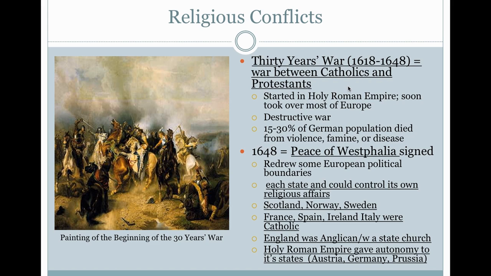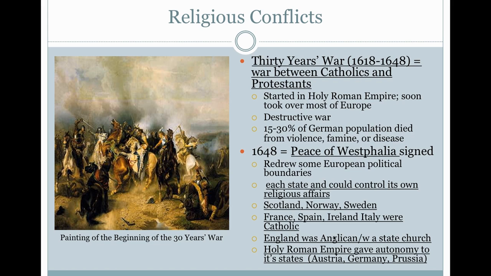So again, it's this theme of conflict over religion. In 1648, there is a peace treaty, the Peace of Westphalia. Like the Augsburg Peace, it established the fact that these states could control their own religious affairs. So Scotland, Norway, and Sweden would be Protestant. France, Spain, Ireland, and Italy would be mostly Catholic. England would have the state church, the Anglican Church.